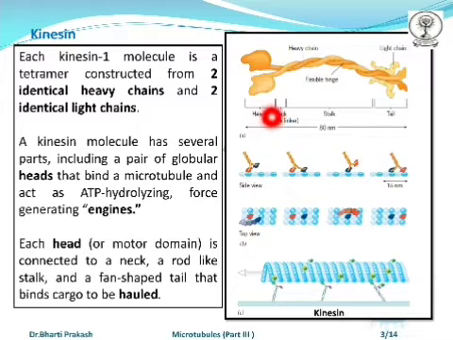Each head is connected to a neck, which is connected to the stalk, and it ends in a tail which is fan-like, which binds the cargo that has to be hauled. That is the cargo which has to be moved, pulled, dragged. So the cargo attaches to this fan-shaped tail.